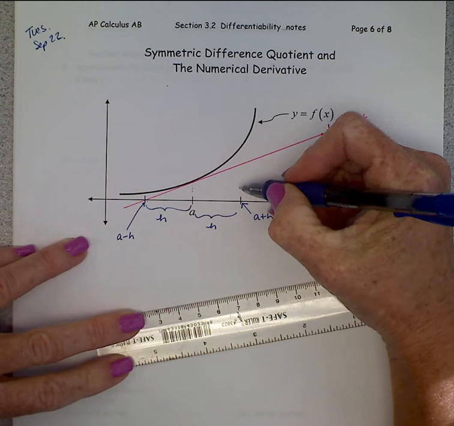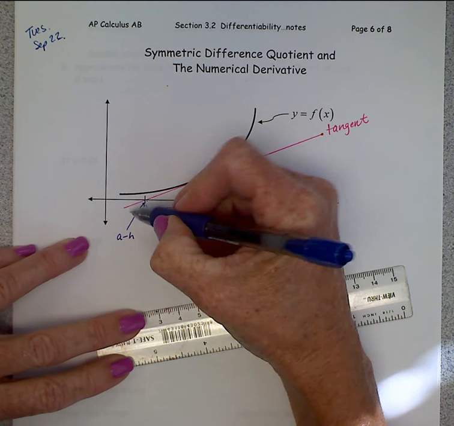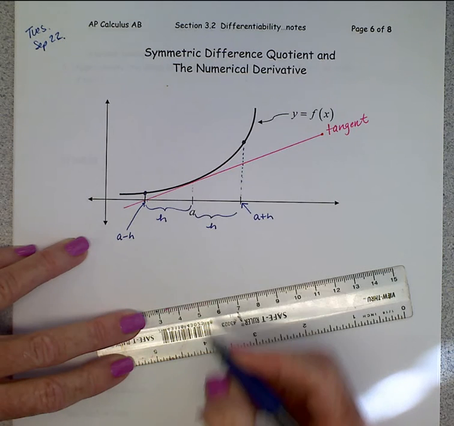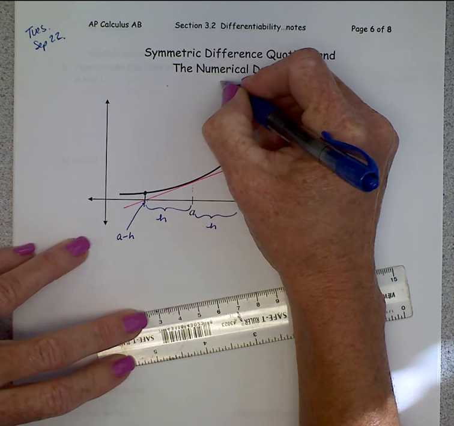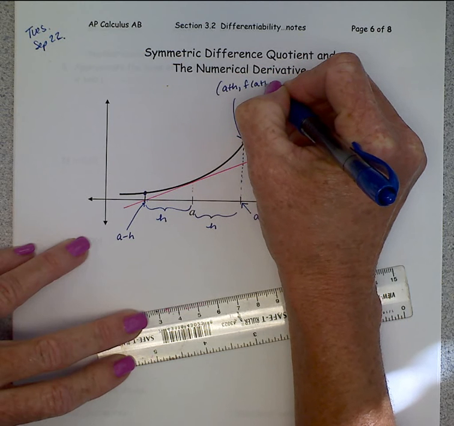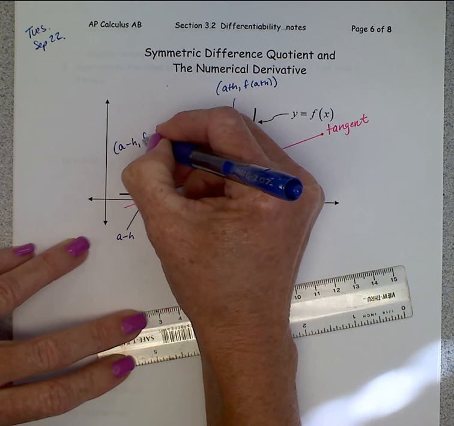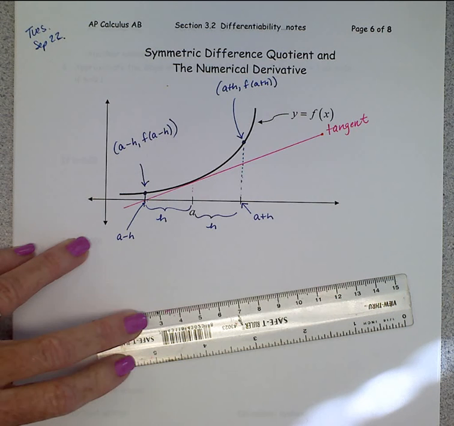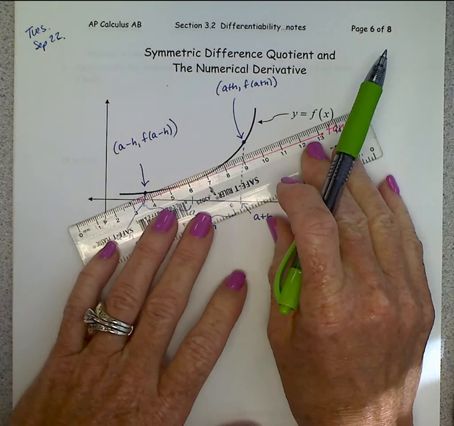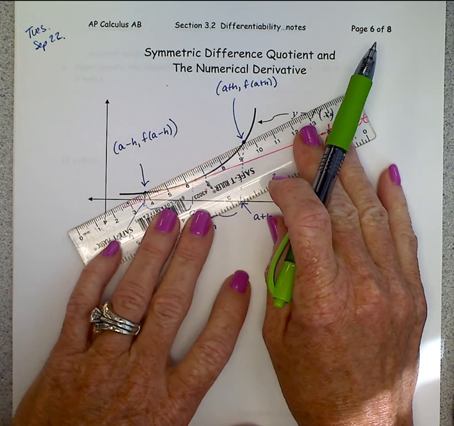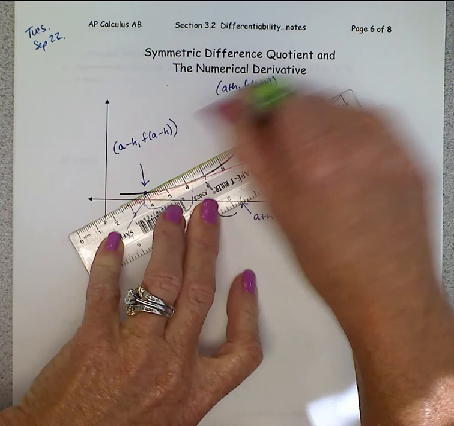If we take those two values, that A plus H, and we line it up to where it hits the function, and this A minus H, and line up to where it hits the function, this point right here now has coordinates A plus H, comma, f of A plus H, and this point has coordinates A minus H, comma, f of A minus H. And let's draw the secant line in between those two. There's the secant line.